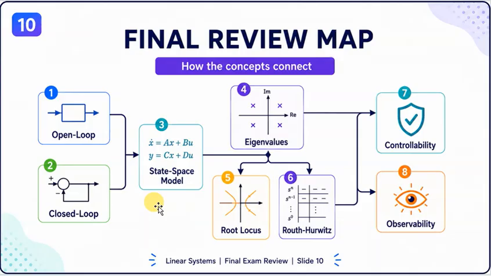Okay, finally here, the final review map. Here we show all the concepts together. We start with the system types, open and closed loop. Then we can model them using state space form. From there, we find the eigenvalues to understand the system, use root locus and Routh-Hurwitz for stability, and finally check controllability and observability.